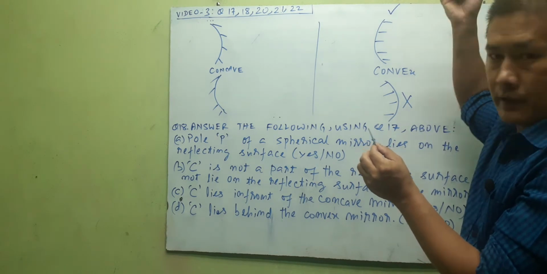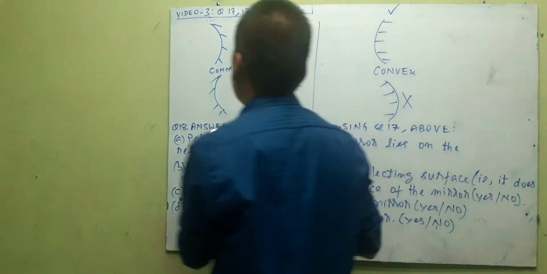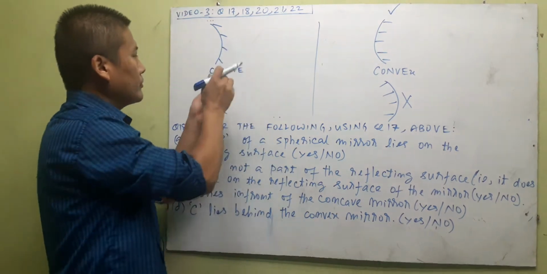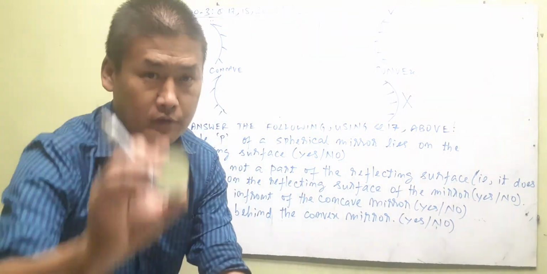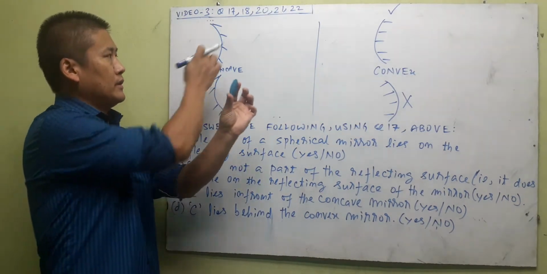We are going to use it like this. You also remember that, okay? So the same rule applies here. I can use my concave mirror now. This is the concave mirror. Now this is the one.